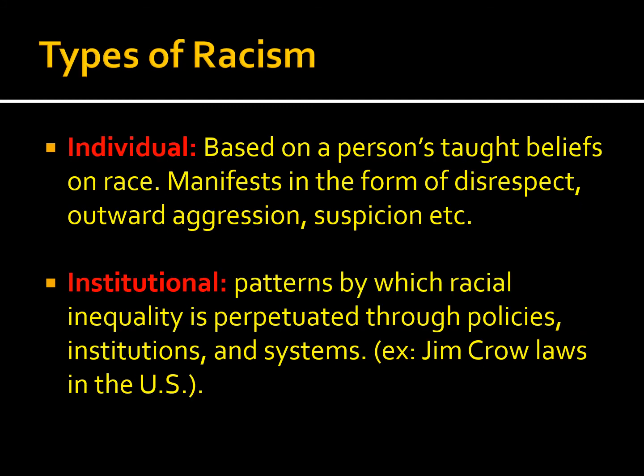There are two types of racism, the individual versus institutional, right? So individual racism is based on a person's taught beliefs on race, right? This is the racism you are taught by your parents. It manifests in the form of disrespect or outward aggression or suspicion of people of a different race or, quote unquote, race. You also have institutional racism, which are patterns by which racial inequality is perpetuated through policies, institutions, and systems.